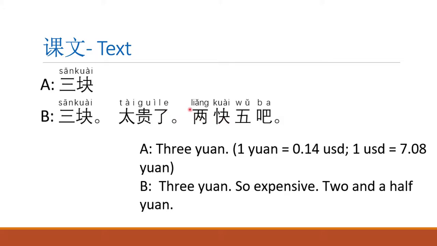And now, B made a bargain, right? 两块五吧. Okay, 2.5 yuan, okay? Less than 0.5 yuan, okay? 两块五吧. Suggestions, okay? Remember, 吧, you put it at the end to make a suggestion for the seller, right? 两块五吧. Can it be 2.5 yuan? Okay.